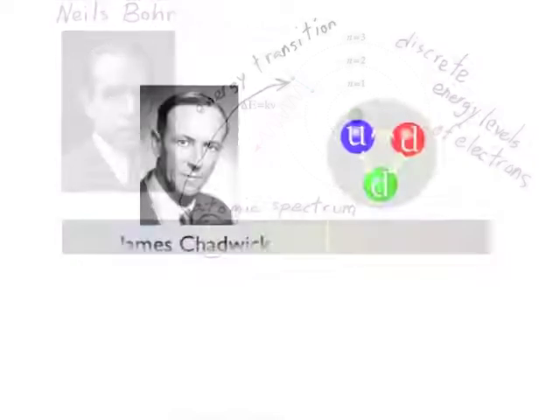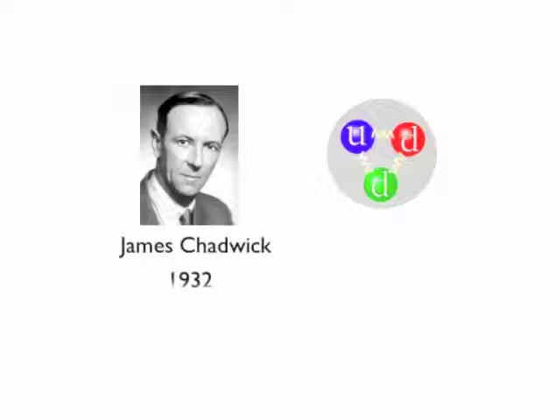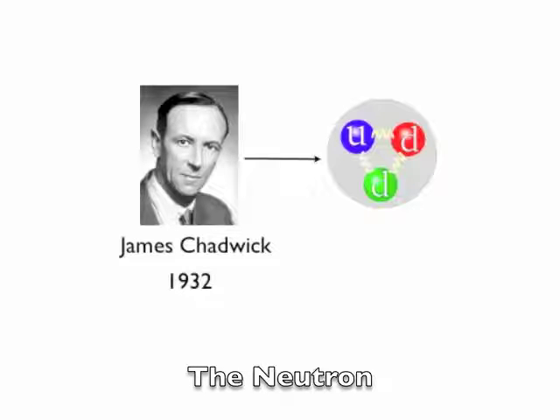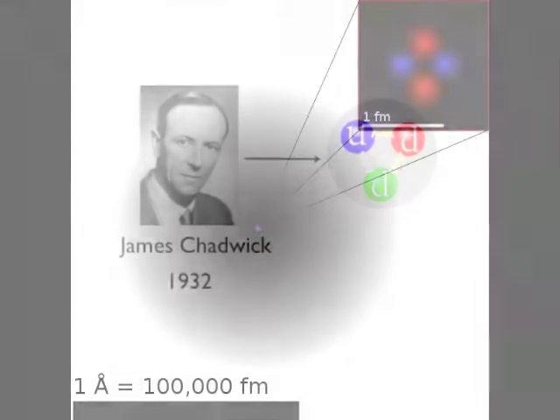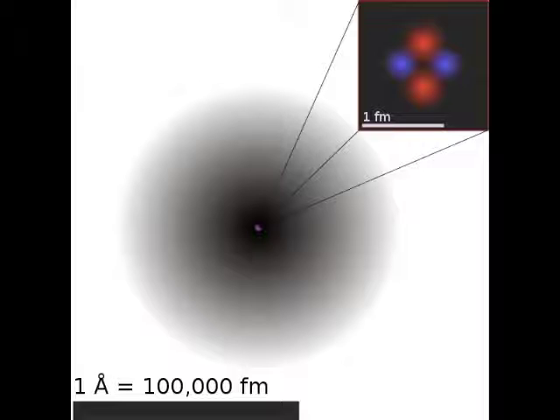And we have to go all the way to 1932 with James Chadwick for the discovery of the final part of the atom, the neutron. You can ask me what that picture is. So here it is. Here's an atom with its little nucleus in the middle, protons and neutrons, surrounded by a cloud of electrons.